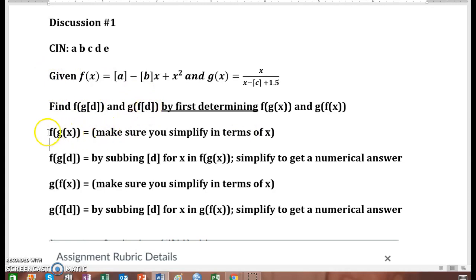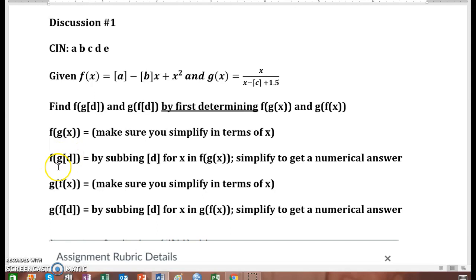The way that I would start, based on the instructions, is by finding f of g of x. In composition of functions, you take f of x, and where you see x, you substitute the entire function g of x. I think everybody remembers that from algebra. If not, there's good discussion in your textbook, or you can let me know and we can review that. One thing I note here is to make sure you simplify f of g of x in terms of x. You'll want that simplified, and then from there, you can find f of g of d.